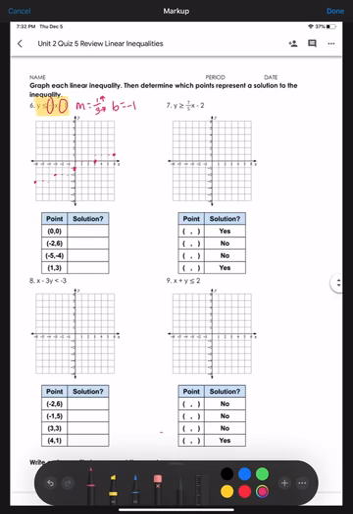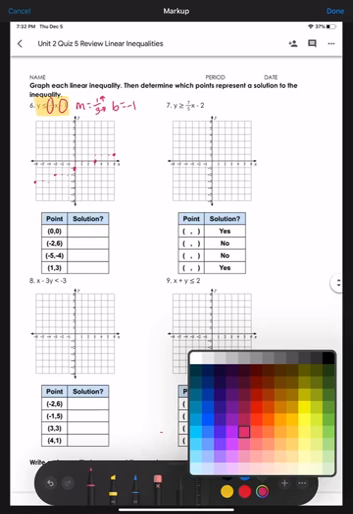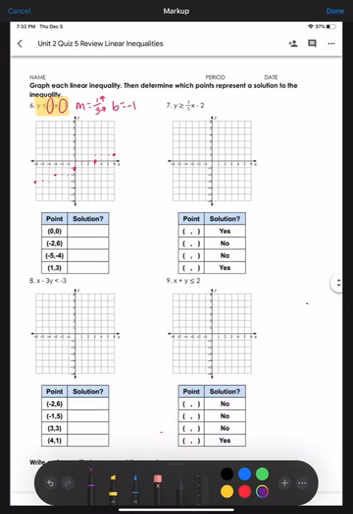But since we're dealing with inequalities, we also need to figure out if this is going to be a solid line or if it's going to be dotted. So I look at my inequality symbol, which is less than or equal to. Because it has the or equal to part, it means that the line is going to be solid. So I'm going to connect these dots with a solid line. Okay, so I have my line. It's solid, and so now the final part is to decide where the shading is going to go.